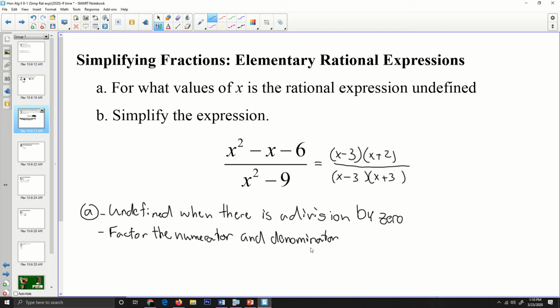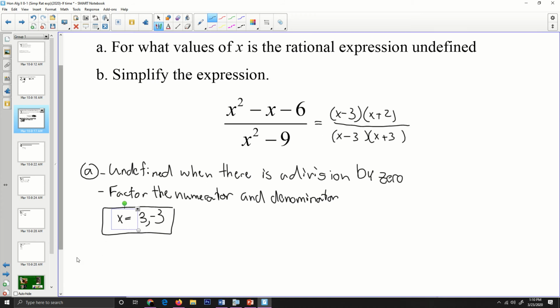And so to answer this first question, what values of x make the rational expression undefined? It is undefined for values of x equal to, well, 3 makes this factor 0, so 3 is our first one. And -3 makes that factor 0, so -3. So for x equal to plus or minus 3, we have an undefined expression.